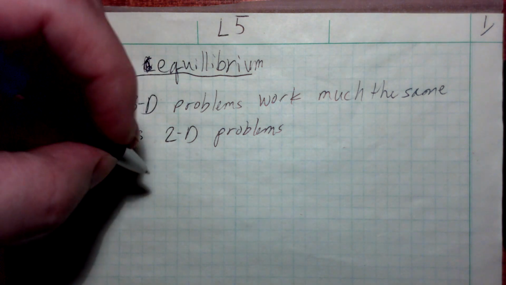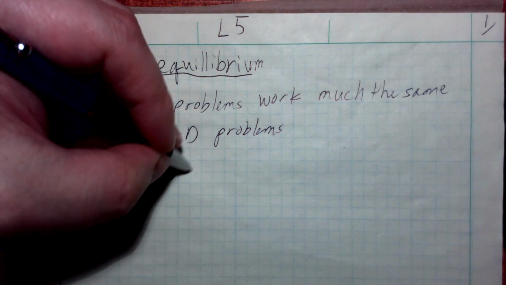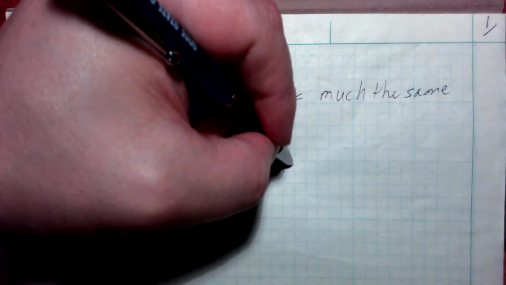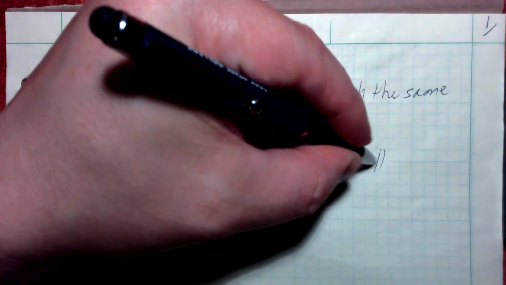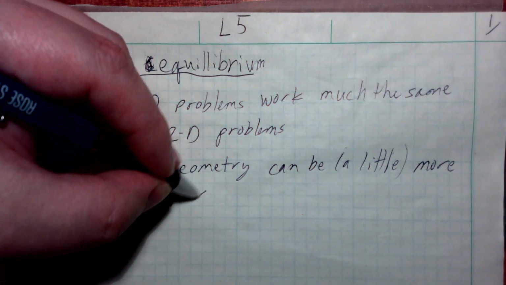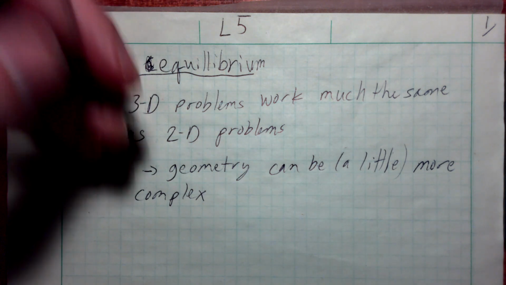The real difference here, one, is that the geometry can be a little more complex. It doesn't have to be. And it's not so much complex, it's just tedious because there's more information. You have a third dimension you now have to define.